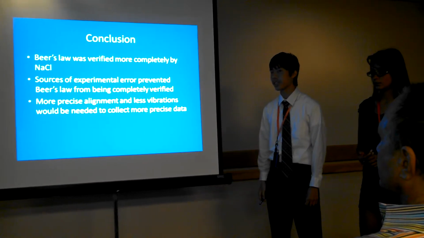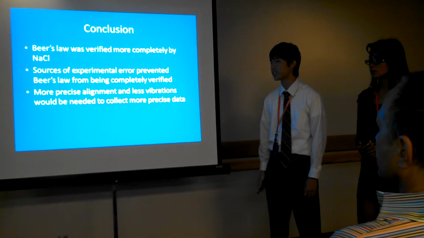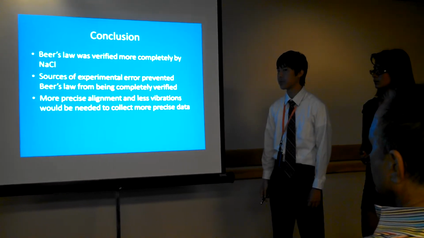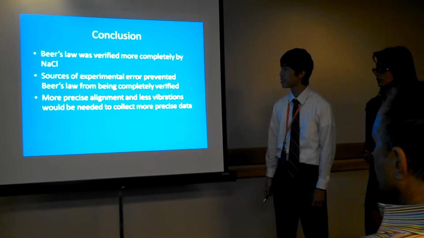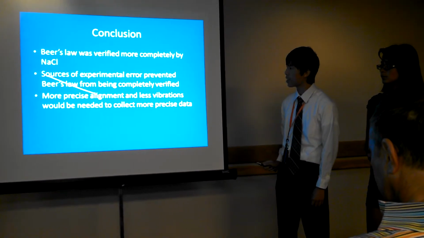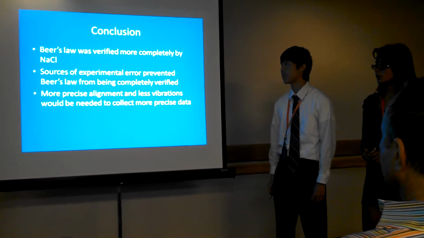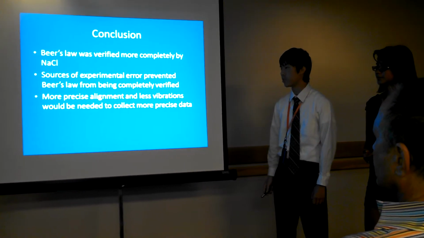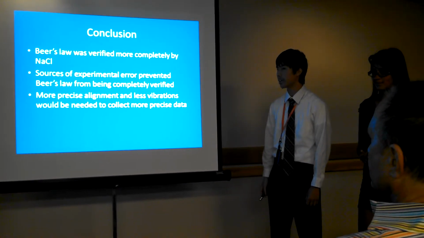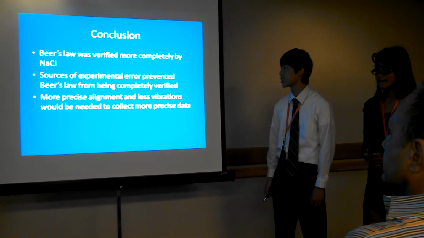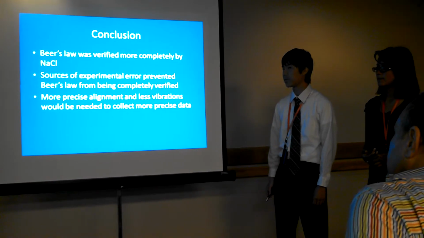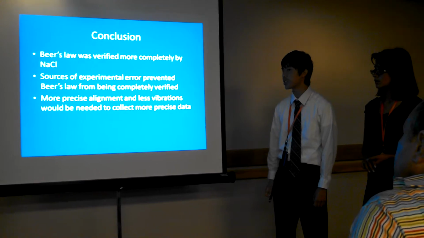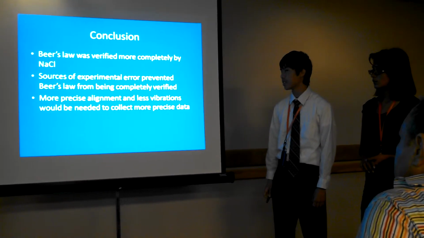This is most likely because NaCl splits up into ions, which absorb more light than Cl, which is molecules. And if it absorbs more light, the spectrometer works better. We didn't completely verify Beer's law because of experimental error. What we noticed is any vibrations could dramatically change the spectrum, and if the cuvette was moved at all, the spectrum also changed. So in order to verify Beer's law more precisely in the future, we would need to make sure there's less vibration and probably use more precise detectors.